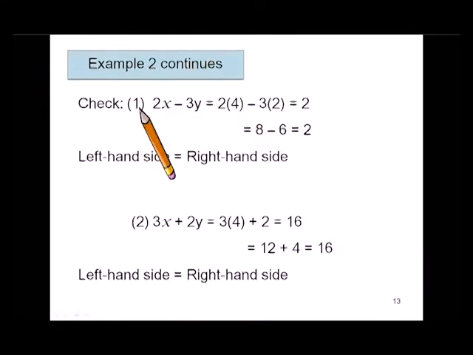Example 2 continues. Check. 2x take 3y equals 2. With x equal to 4 and y equal to 2, 2 times 4 take 3 times 2 equals 8 take 6, which is equal to 2. Left hand side equals right hand side. 3x plus 2y equals 3 times 4 plus 2 times 2 equals 12 plus 4 equals 16. Left hand side equals right hand side.